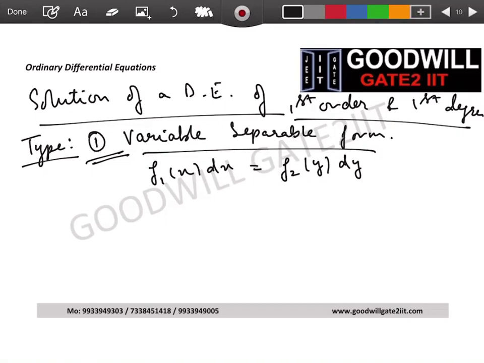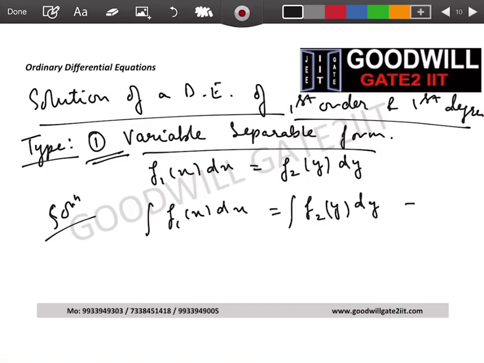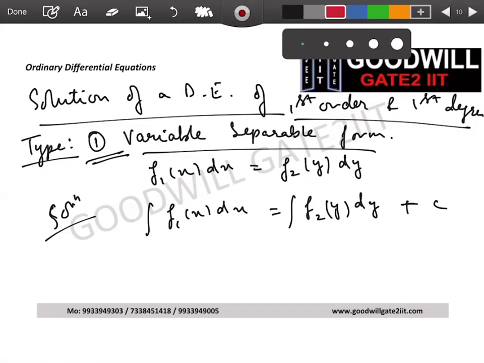Now such equations can be solved immediately by integration, and the solution is given by integration of f1(x) dx equal to integration of f2(y) dy plus some integration constant c, right? It is an arbitrary constant c. I hope this form is clear, this type is clear.